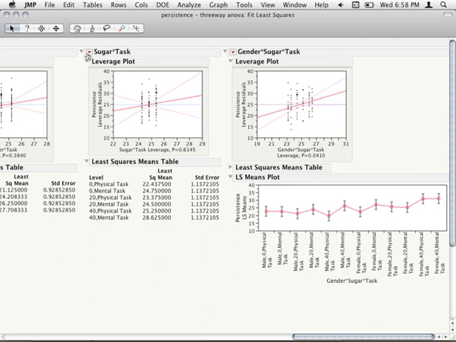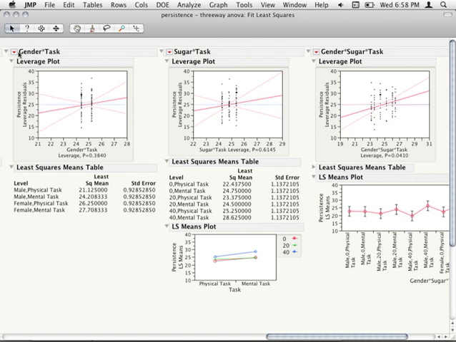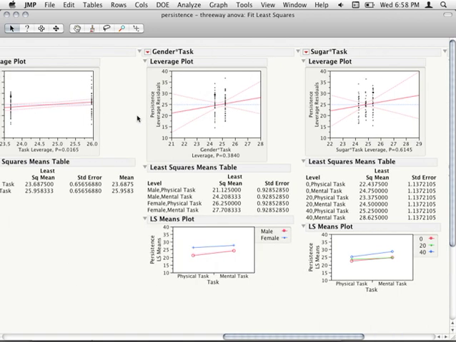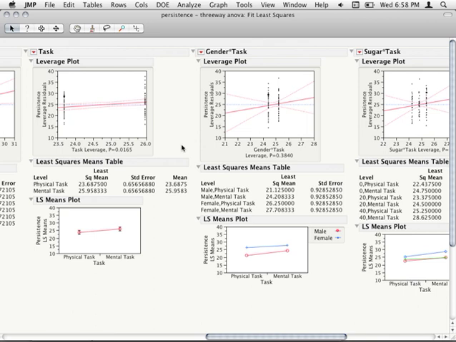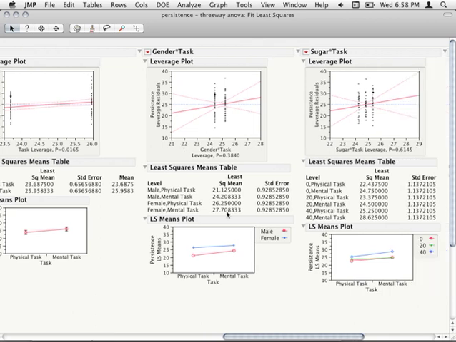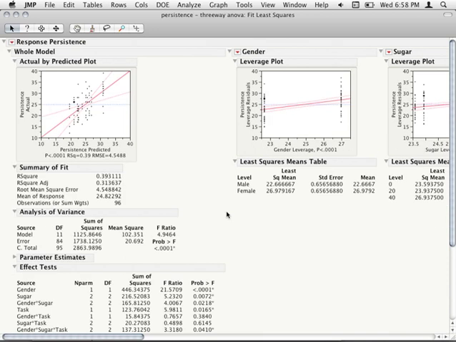But notice we can plot all the other interactions. So we can look at the sugar by task. We can look at the gender by task. We can request all of these and look at a lower level, at least what's going on, averaged over the other missing variable. But that's not going to be the most helpful for us to do.